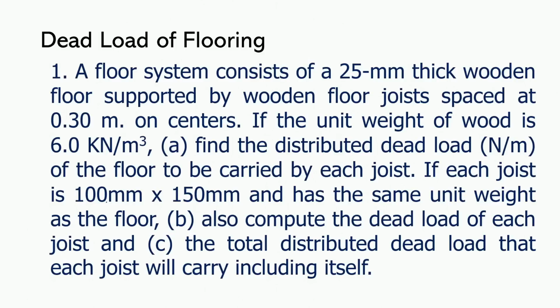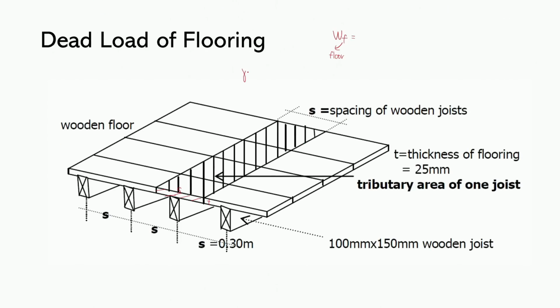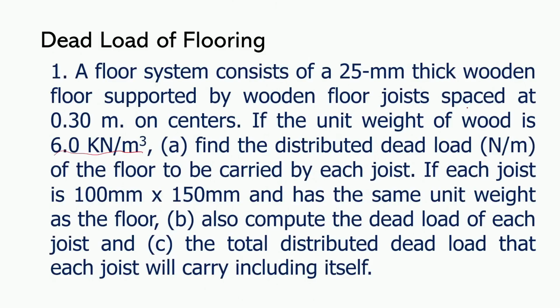Now, our unit weight is 6 kN per m cube. So, let's write that here. So, gamma is equal to 6 kN per m cube. Now, this is for the floor. However, it's also mentioned here that the joists have the same unit weight as the floor.